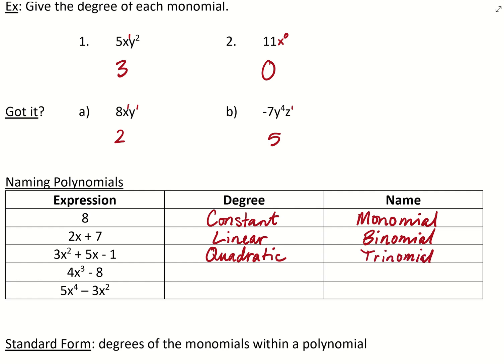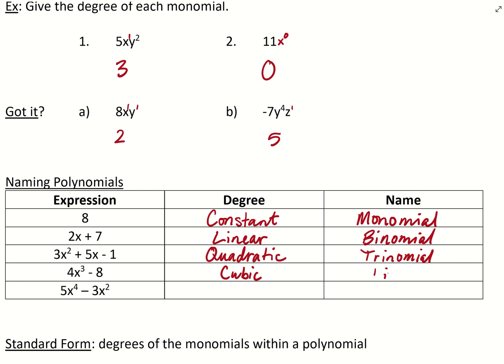Okay, obviously tri is 3. 4x cubed minus 8, that degree is a cubic expression. If we think about x cubed, right, kind of makes sense. X to the third, x cubed, is cubic. This one is also a binomial.